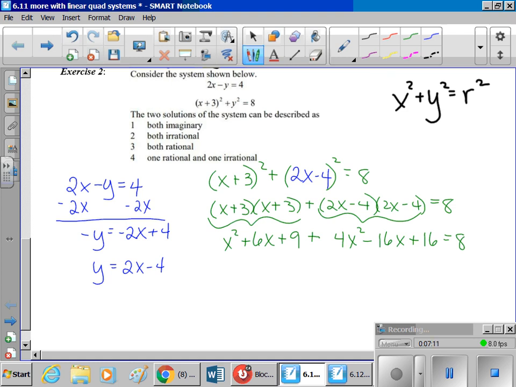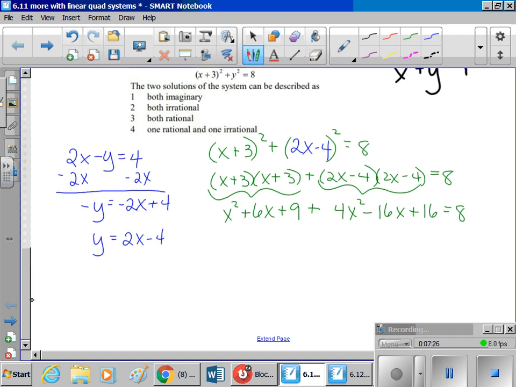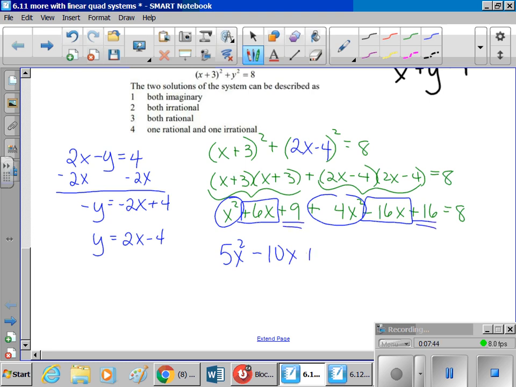Okay, I'm just double checking my math as I'm looking here, letting you catch up a little bit. So 2 times 2 is 4x squared, negative 8 and negative 8 is negative 16x, and 4 times 4 is a positive 16. Okay, so I have this piece of information here. So let's do some combining of like terms. I have x squared and 4x squared, which is 5x squared. I have positive 6x and a negative 16x, which is a negative 10x. And I have positive 9 and a positive 16, which is positive 25, is equal to 8.